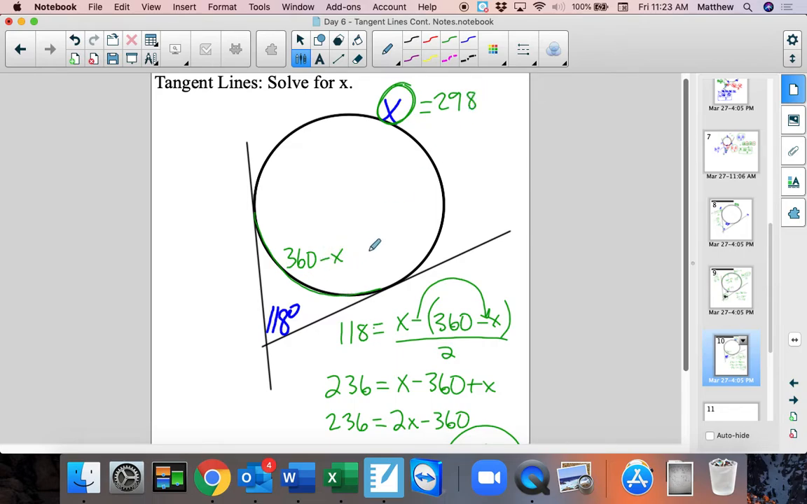That means this arc right here must be 360 minus that, which would be 62. And if our formula holds, well, 298 minus 62 is 236. And I take this divided by 2, I get 118, which is what my angle is. Okay? Hope that makes sense.